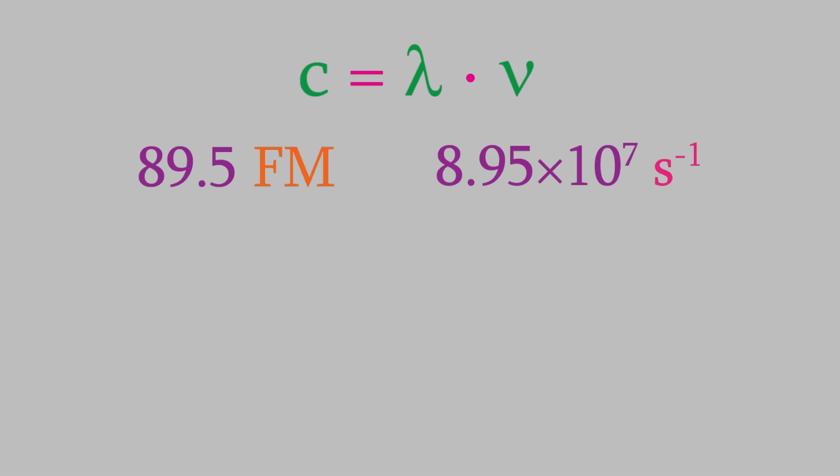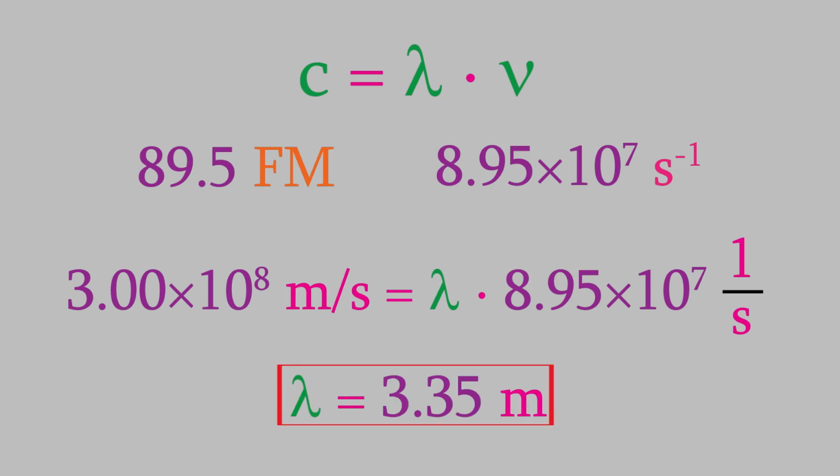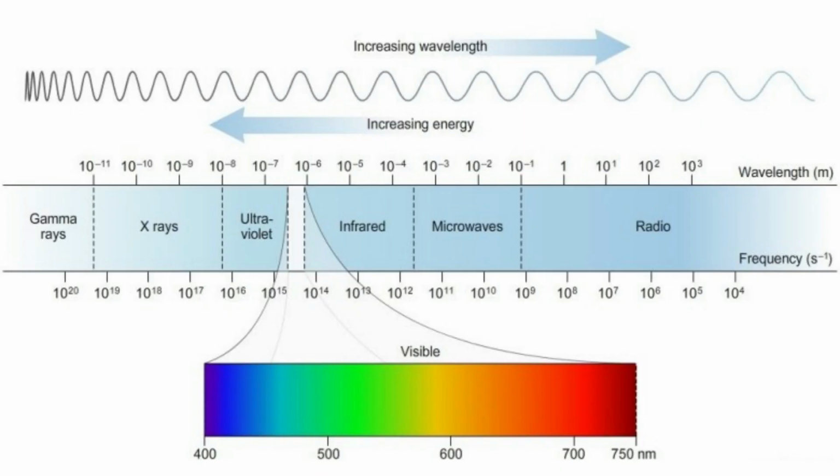Suppose I want to know the wavelength of this signal. We'll use this equation. We plug in the speed of light and the frequency and solve for the wavelength. What we get is 3.35 meters. That's a pretty long wavelength for light, much longer than visible light, which we saw could be measured in nanometers. But if we look at the spectrum, we can see that 3.35 meters is pretty normal for a radio wave.